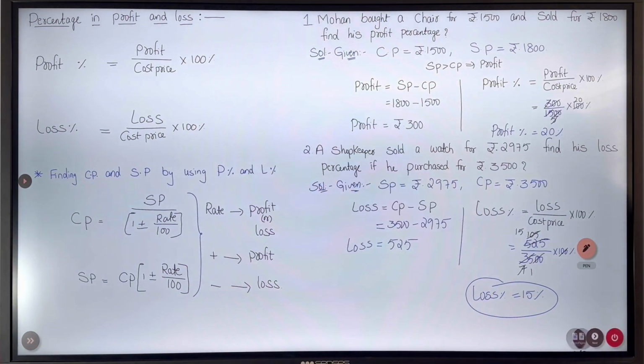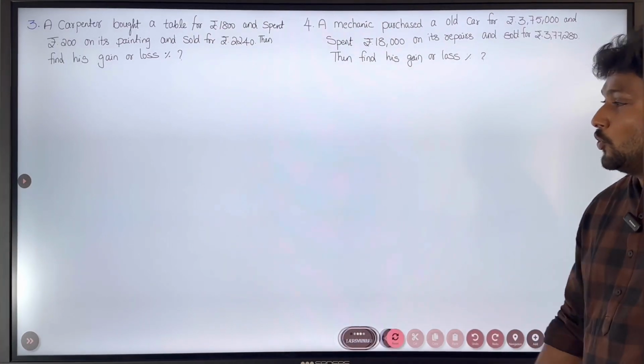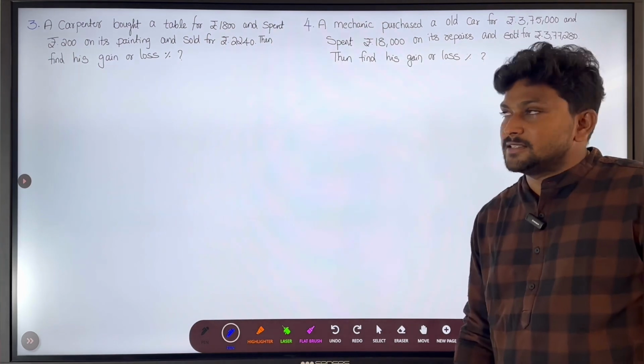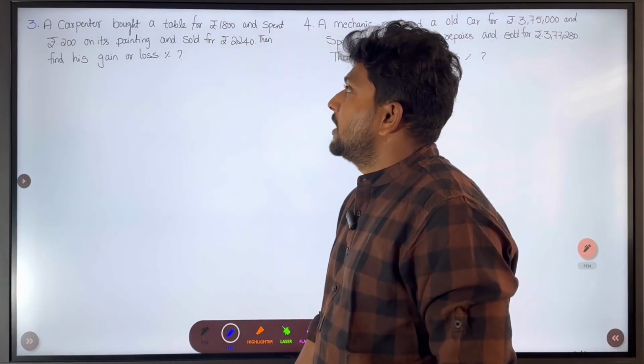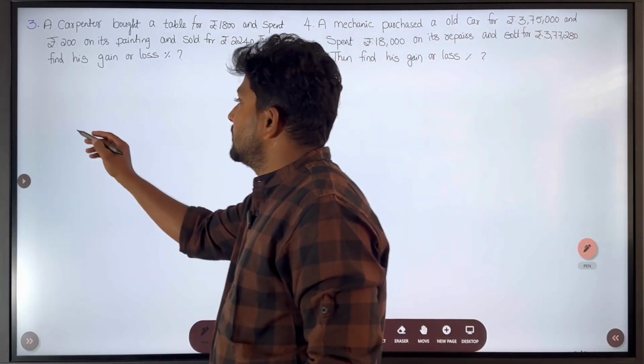Next we will see a few more questions. If we have overhead charges, how do we do it? That is the question here. A carpenter bought a table for rupees 18,000. For how much did he purchase it?